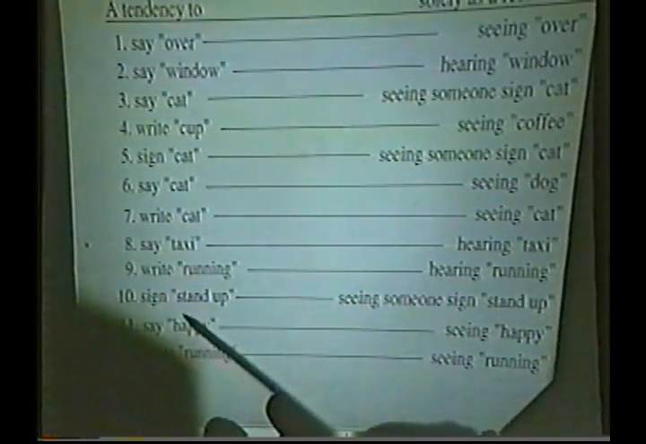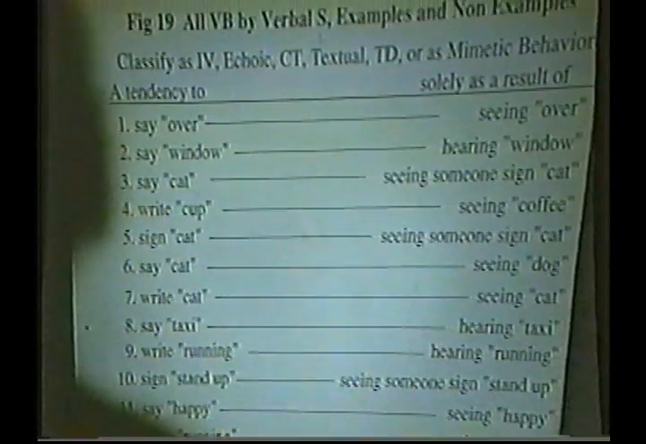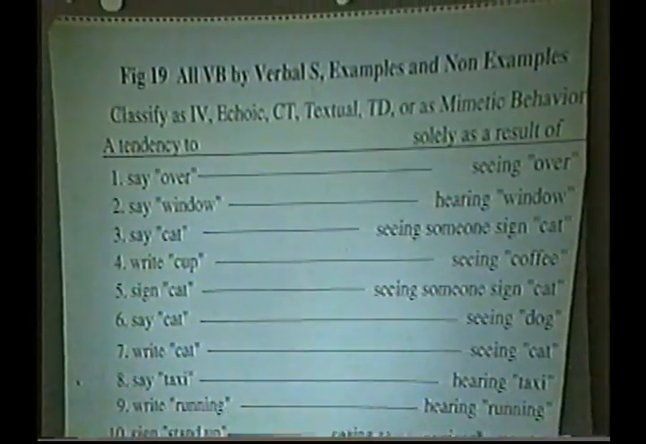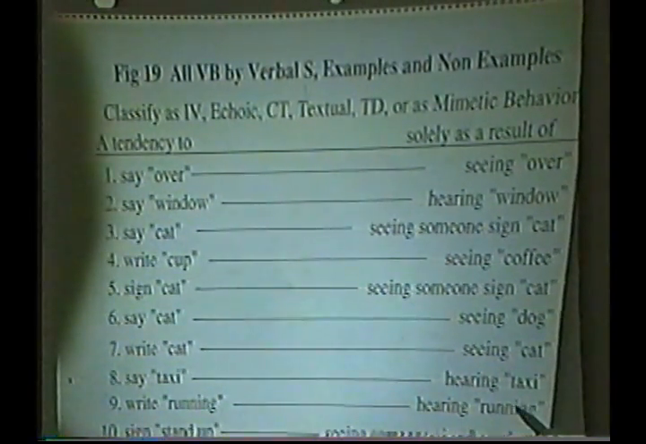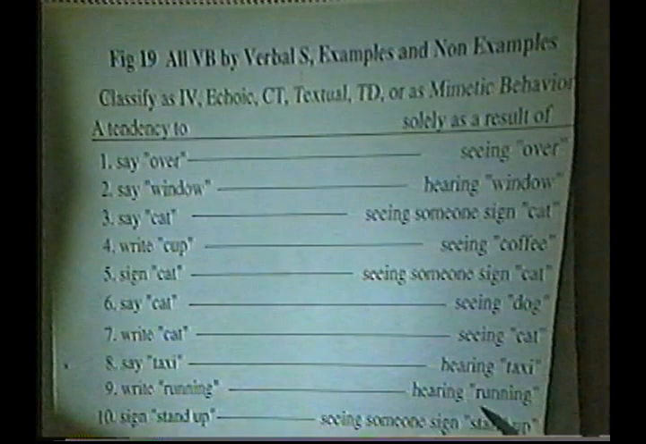To write running as a result of hearing running. Now, someone said it, you wrote it down. That's taking dictation. There's point-to-point correspondence, but there's no formal similarity. You heard someone say running, that's an auditory stimulus. You then wrote running. The response product is visual, so they're not in the same sense mode, so it is an example of taking dictation.